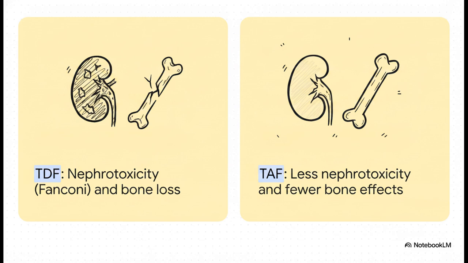Tenofovir disoproxil fumarate, or TDF, has a notorious reputation for causing nephrotoxicity, specifically Fanconi syndrome and renal tubular acidosis, along with significant bone loss. Tenofovir alafenamide, or TAF, was developed to deliver the drug more efficiently to lymphoid cells, resulting in far less nephrotoxicity and fewer bone effects. Knowing the difference between TDF and TAF toxicities is absolute gold for the boards.